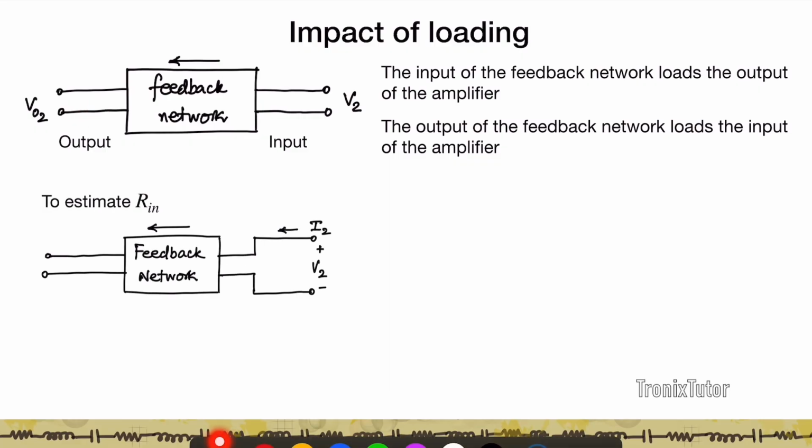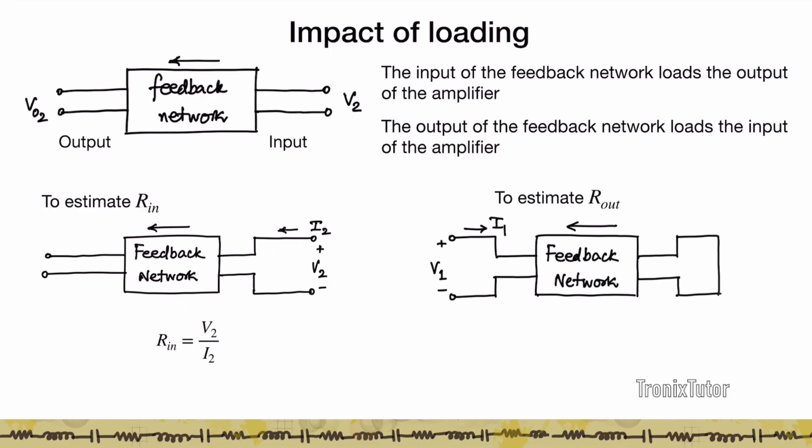And so to estimate Rin, that is how it's loading the output of the amplifier, I need to estimate what is the resistance I see looking into this node, and that I can do by ensuring that this output node is open. I apply voltage at the input of the feedback and measure the input current, right? So that gives me the effective resistance that's loading the output. And so that is going to be given by V2 upon I2.